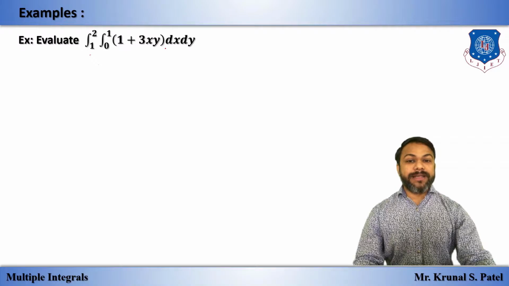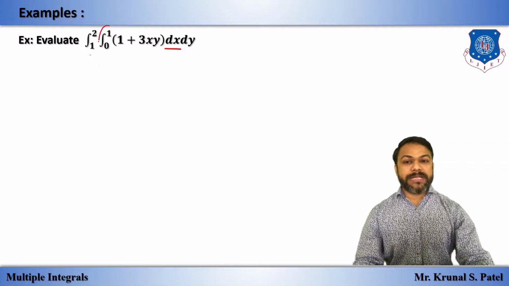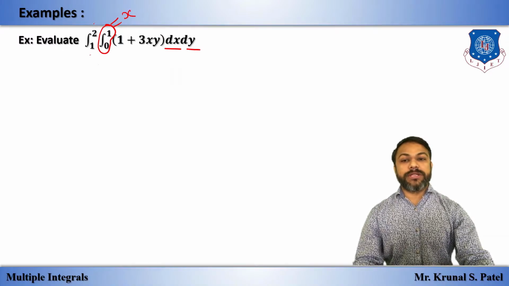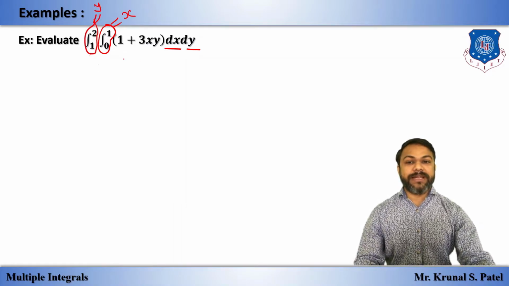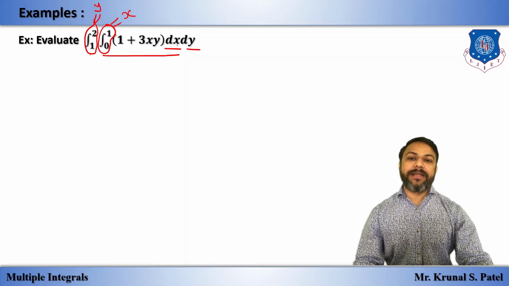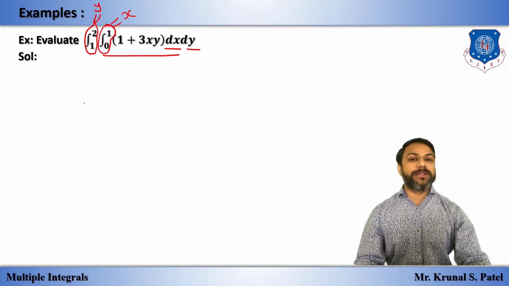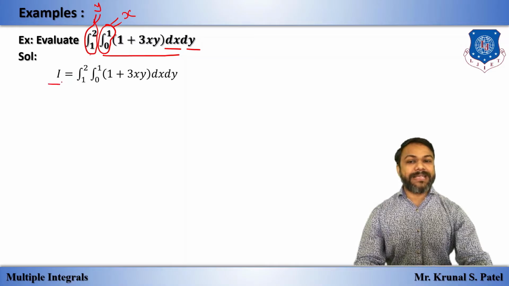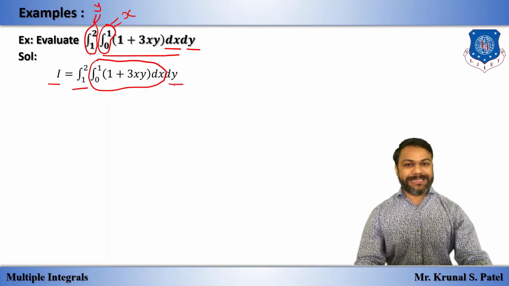But here dx is inside, so the inside limit is of x, and dy is outside, so the outside limit is of y. So first we integrate with respect to x, and then the resulting expression will be integrated with respect to y. So let's have a look at the solution. First we write down I for integration is equal to this. We integrate only this part, so the outer integration and dy stay as they are, and we integrate this function with respect to x only.